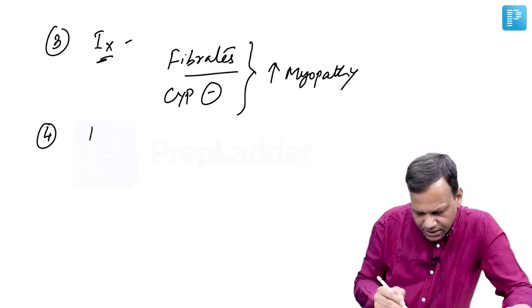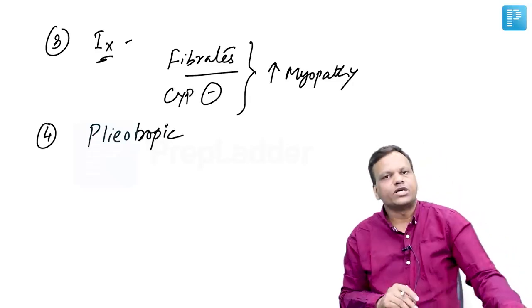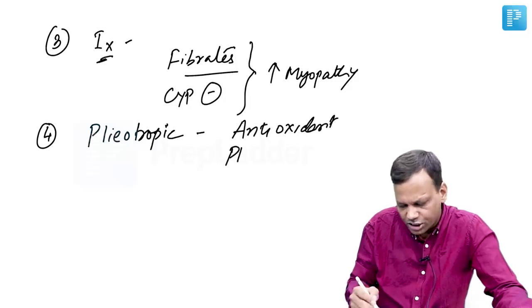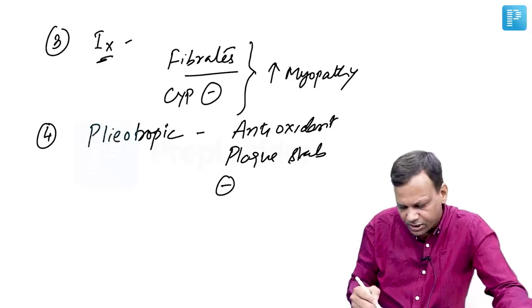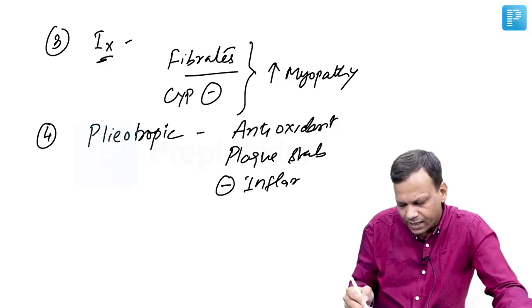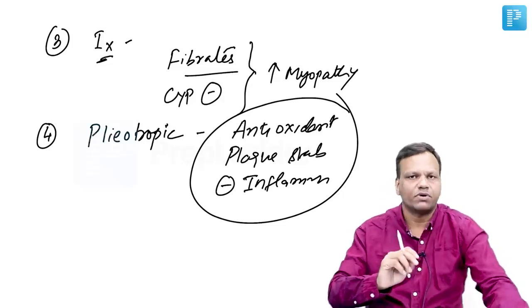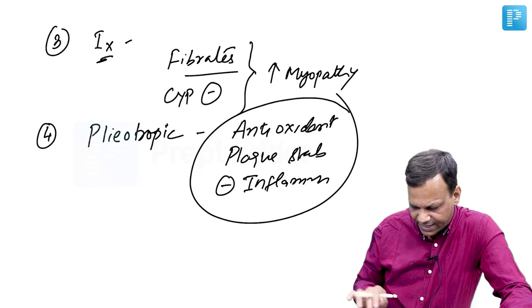Lastly, statins have many other effects which are beneficial. These are called pleiotropic effects, like they have an antioxidant effect. They cause stabilization of plaque. They decrease inflammation. So many other beneficial effects are there in the cardiovascular system. These are called pleiotropic effects of statins. Okay. So these are important points regarding the first drug, statins.